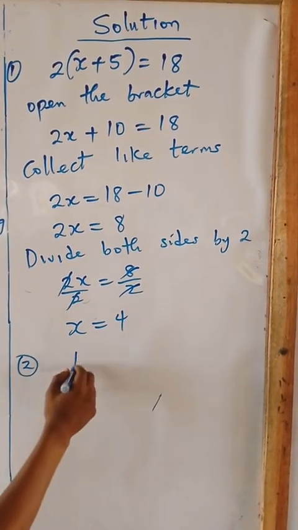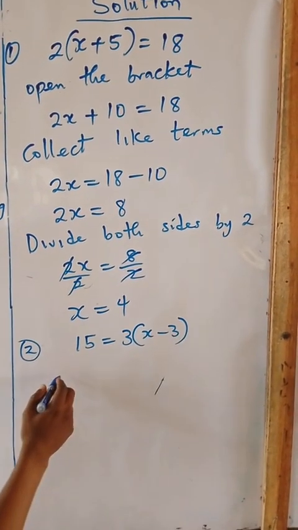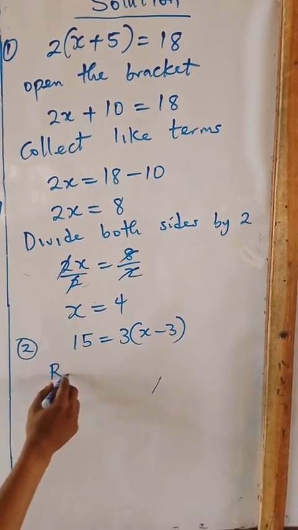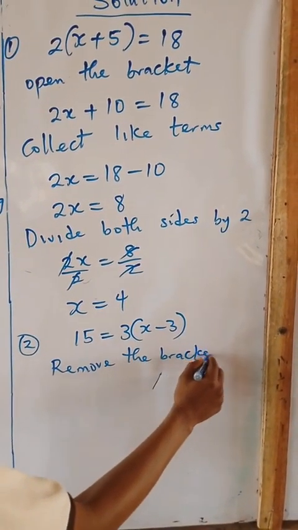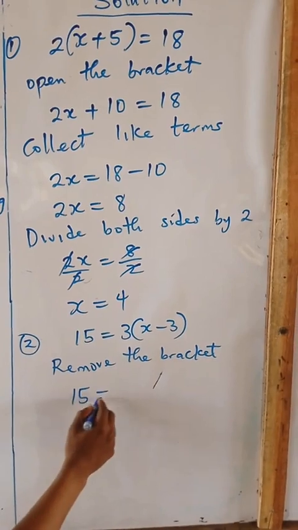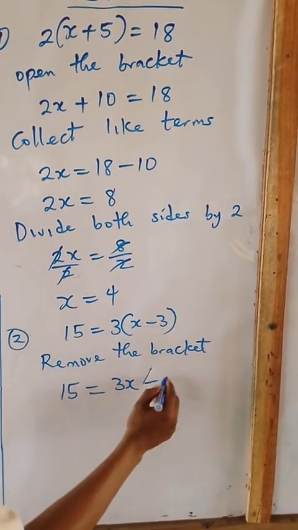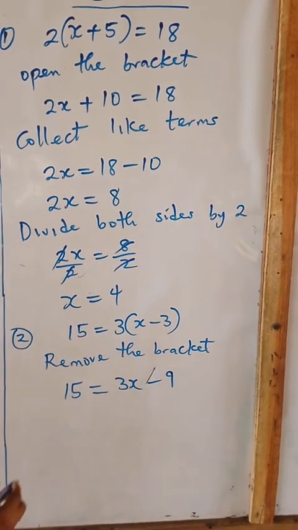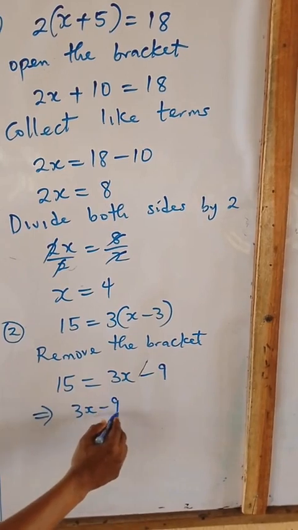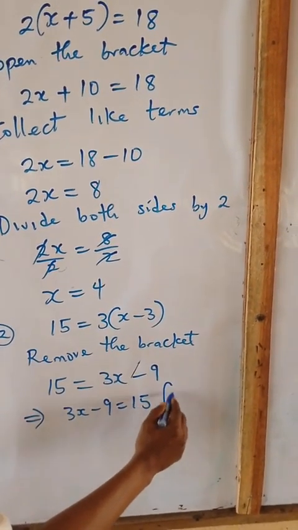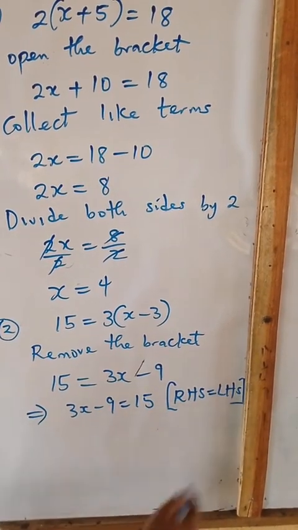Number 2, we have 15 is equals to 3 into bracket x minus 3. We are going to remove the bracket. So we are going to have 15 is equals to 3 times x will give us 3x. Then 3 times minus 3 will give us minus 9. And don't forget that we can also rewrite this equation as 3x minus 9 is equals to 15. Reason because right hand side is the same thing as left hand side.